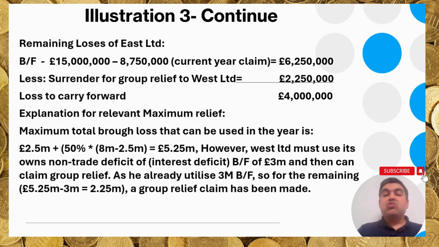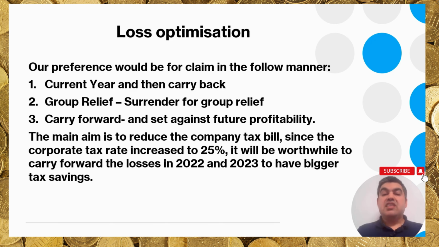However, West must use its own non-trade deficit brought forward of 3 million. If you look at the previous slide, we clearly stated that they have the brought forward non-trade loan relationship deficit of 3 million. So they use this 3 million, if you look at the calculation. For the rest, the maximum they can use is 5.25 brought forward. Hence, the remaining part is 2.25 million, which they can claim from East Limited. So you have to be vigilant, watch the wording of what the examiner states, and then you can do very well. This is the loss optimization.